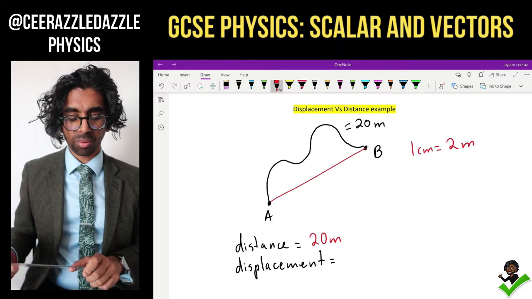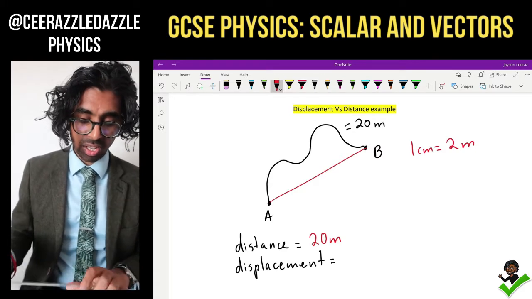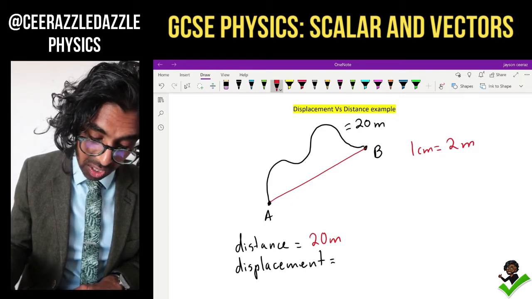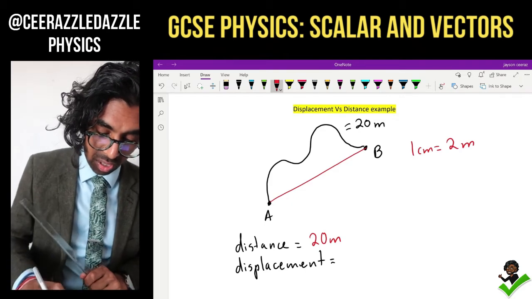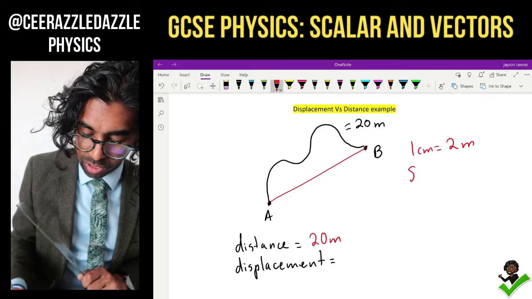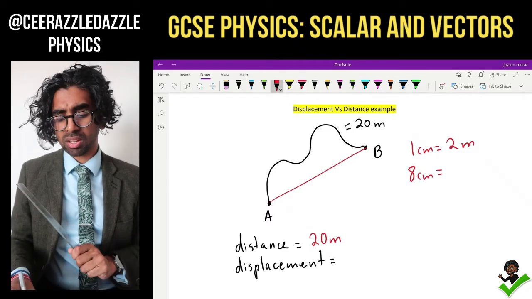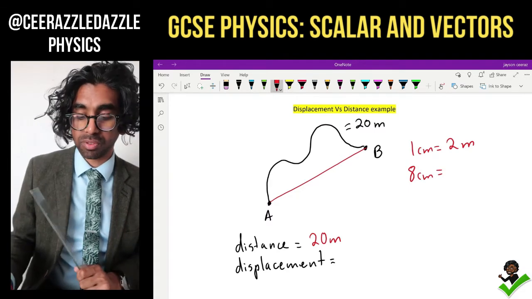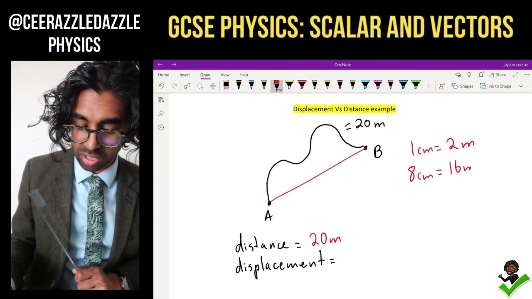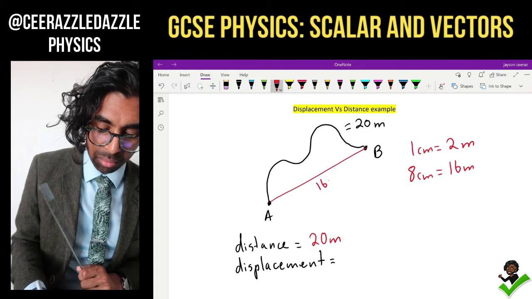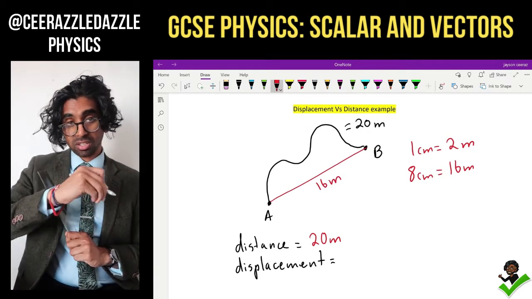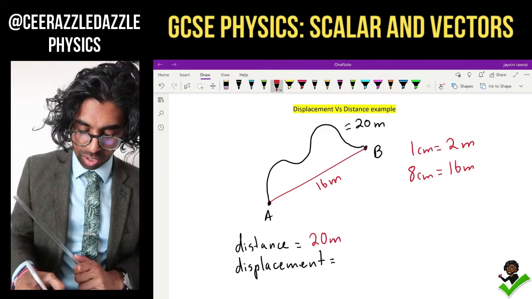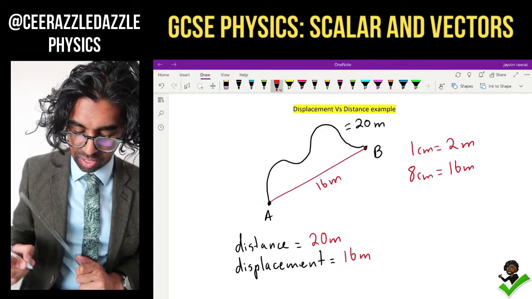Yeah? So what's it going to be, the displacement? I simply take a ruler and measure the length of the red line. So right now it's going to be 8 centimeters. So therefore, what will the displacement be? It will be 8 times 2, because I know each one's worth 2. Therefore, it's 16 meters. So yes, the distance is 20 meters, but displacement is 16 meters. So we can put down 16 meters over here.